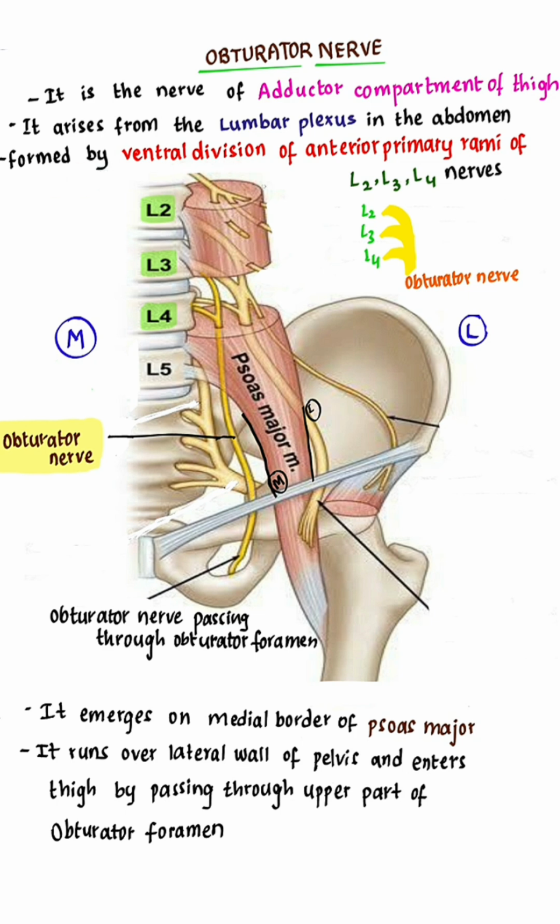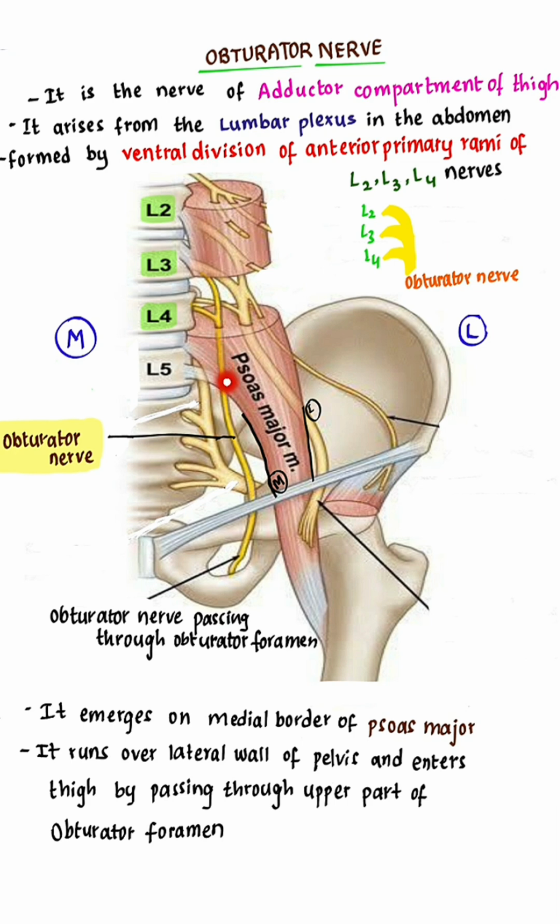It is formed by ventral divisions of anterior primary rami of L2, L3, L4 spinal nerves. Obturator nerve arises from these within the psoas major.